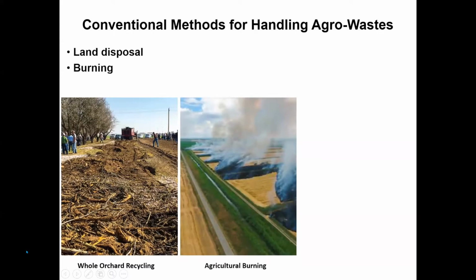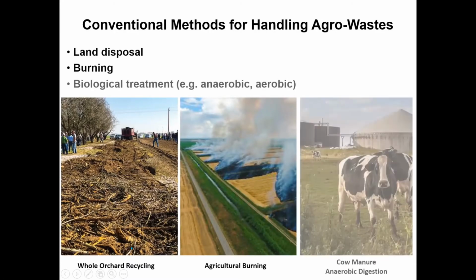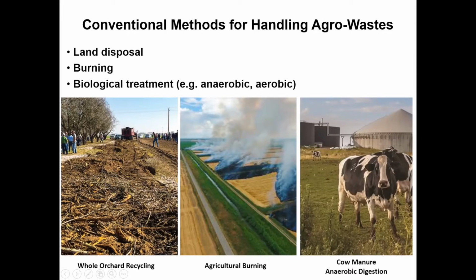Another method, we just burn the agricultural waste. Burning is another conventional method. And also we do some biological treatment, like anaerobic digestion of cow manure, or aerobic treatment of some waste products. So these are the conventional methods, and they are still in operation in California. But we still have some concerns over these conventional methods.